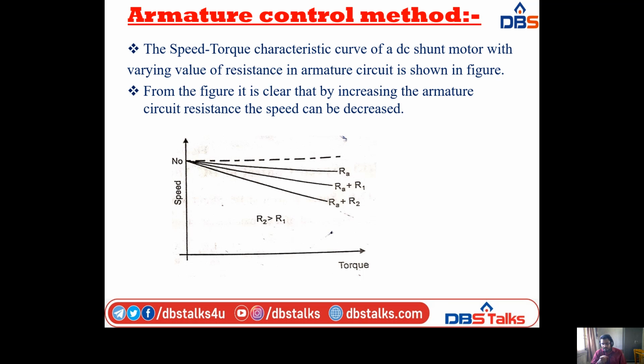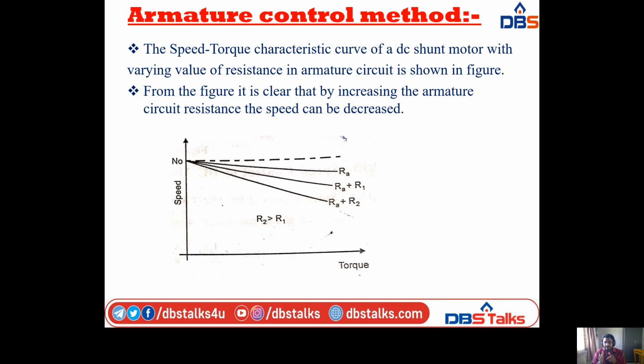The speed is decreased. If you observe this diagram, I represent the no-load speed value N naught. Here it is indicated with the dotted lines. That is the base speed. The dotted lines represent the base speed of the DC shunt motor. By increasing the resistance in the armature circuit, we have this curve.